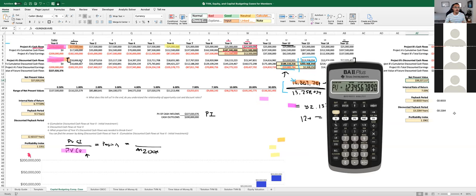All right. Which project gives you the best discounted payback period? Project A or Project B? Okay, we're seeing that we understand the mechanism at this point. What project is giving you the best profitability index? Project A or Project B?